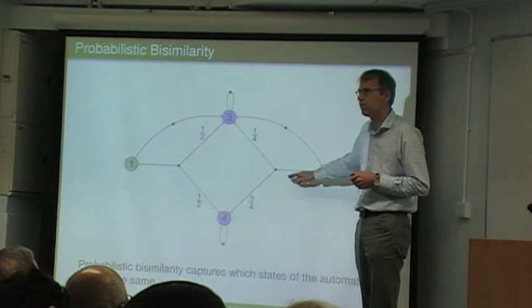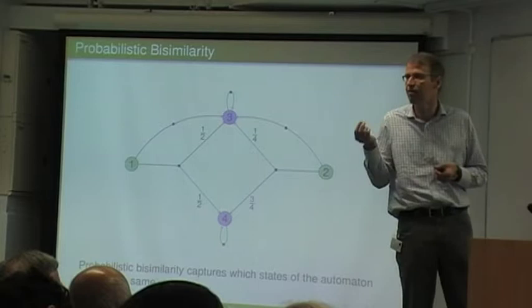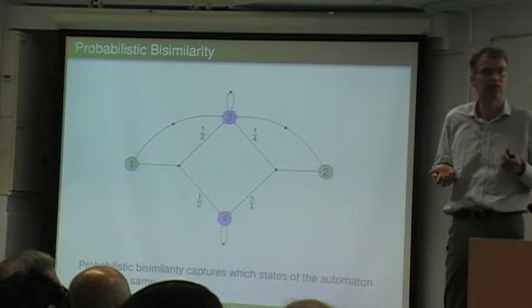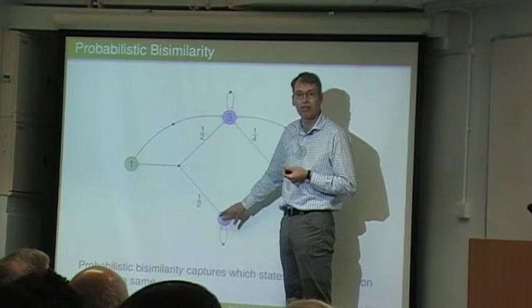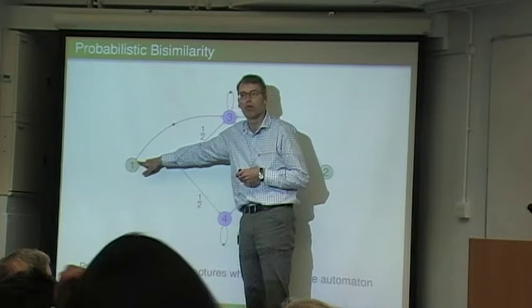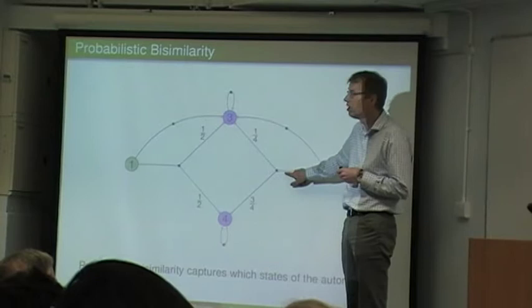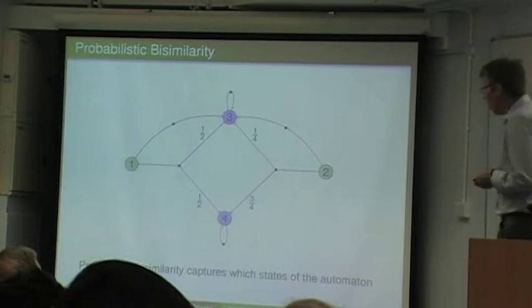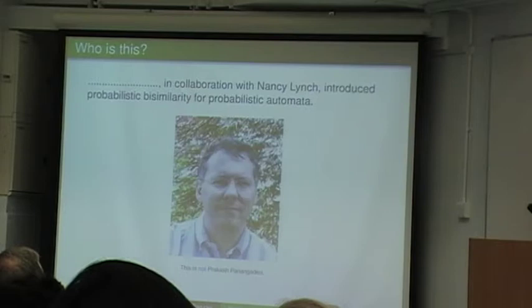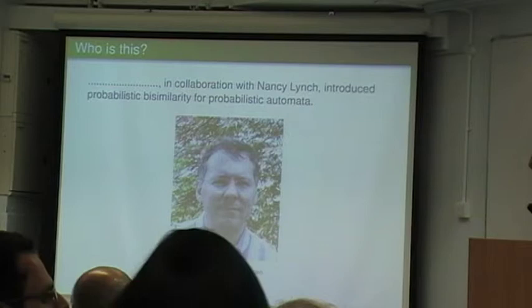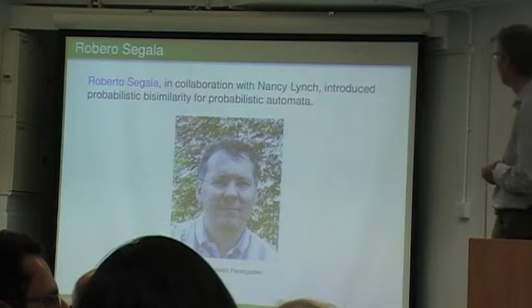The idea here is that you're not interested in the probability of going to an individual state, but in the probability of going into an equivalence class of states. Since I already mentioned that 3 and 4 behave the same, they're considered equivalent, so they form an equivalence class. If I pick this transition, I go with probability 1 to this equivalence class, and that can be matched by this transition over here, which also goes with probability 1 to that equivalence class. This notion for probabilistic automata was introduced by this person. If you recognize me, who is it? Yes, this is Roberto Segala, who introduced this notion.